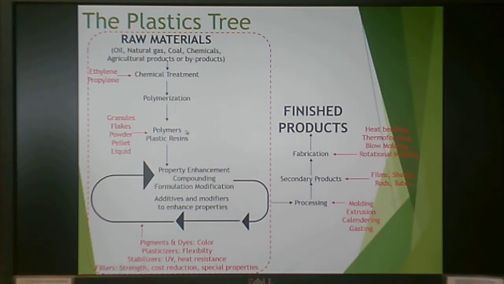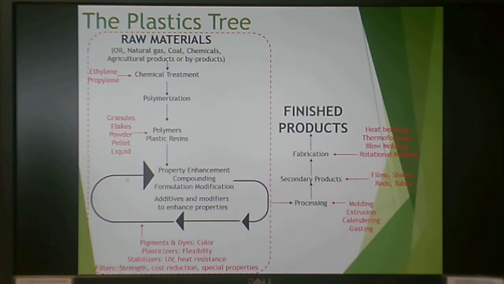Polymer or plastic resins then go on to property enhancement, and this is often through compounding and formulation. And what that means is adding things like additives and modifiers to enhance polymer properties. This can go around and around for quite a while, but some of the additives that are included are pigments and dyes. Color is very important to formulations. So is flexibility, heat stability or UV stability, and then strength. And so fillers are added for strength, cost reduction, and other special properties.